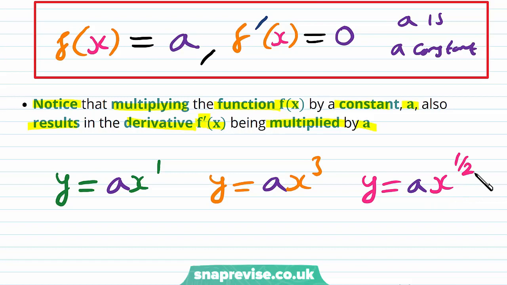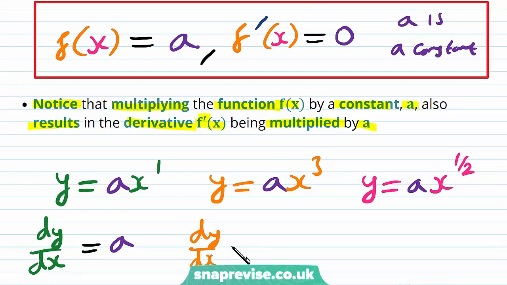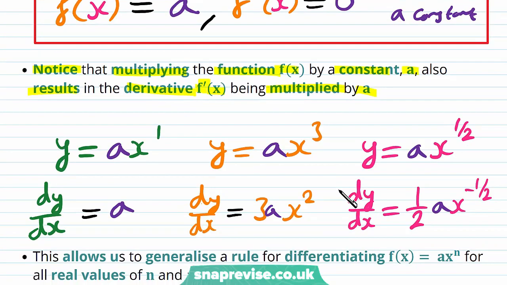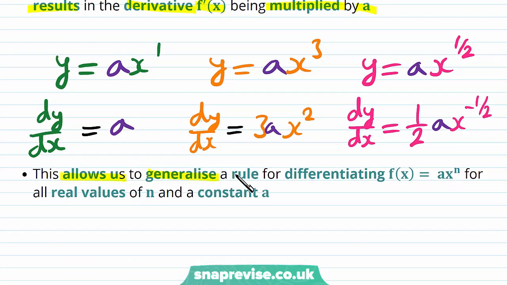Then if we go through the same process of differentiating, we find that dy by dx is equal to just a rather than 1. For the second example, dy by dx is equal to 3a multiplied by x squared. And then for our final example, dy by dx is just going to be equal to 1/2 multiplied by a multiplied by x to the power of minus a half. And so in all three examples, all that's happened is we've taken our earlier derivative and multiplied it by a everywhere. And this allows us to generalize a rule for differentiating f of x equals ax to the power of n for all real values of n, and a constant a.